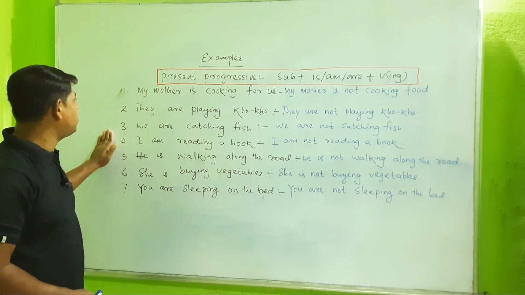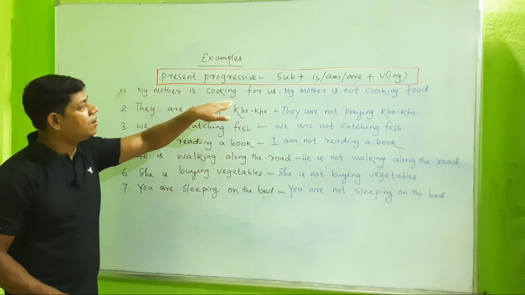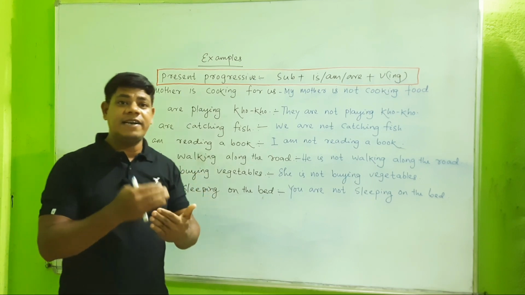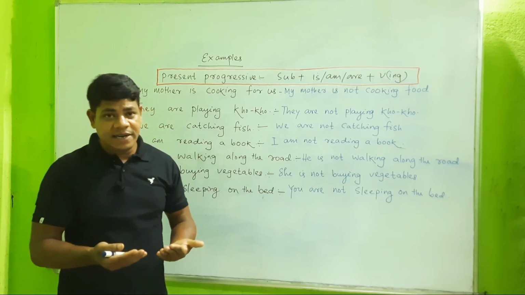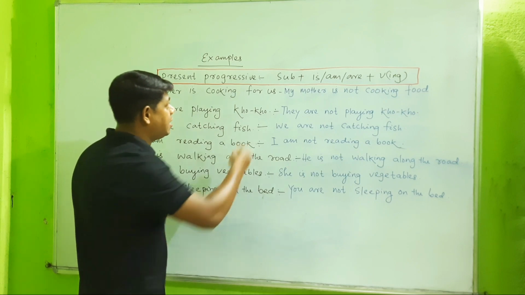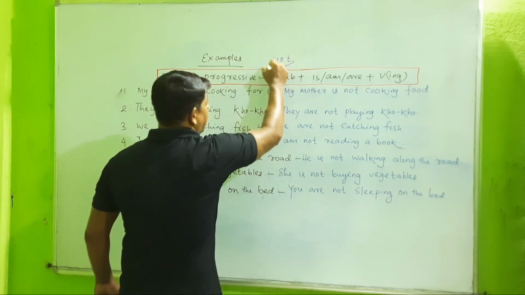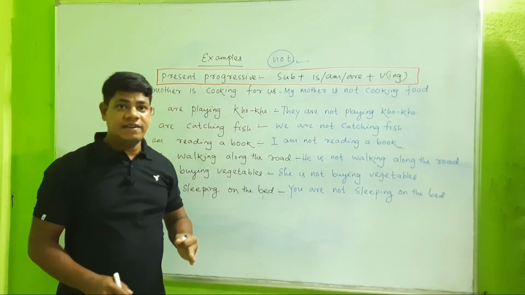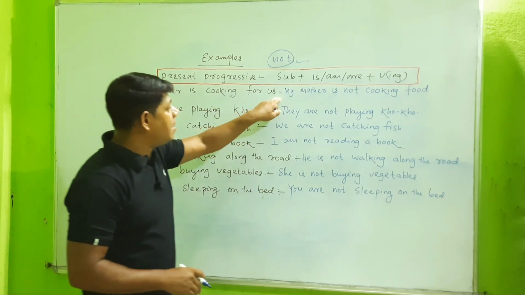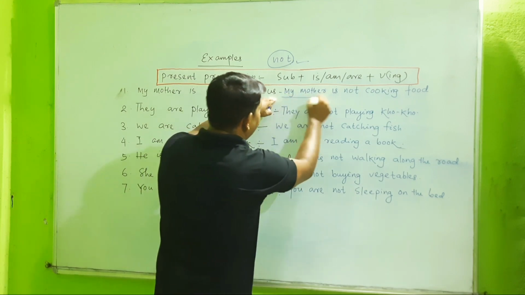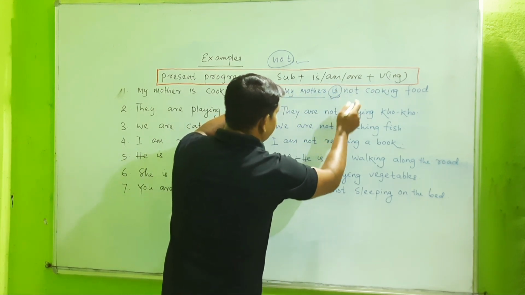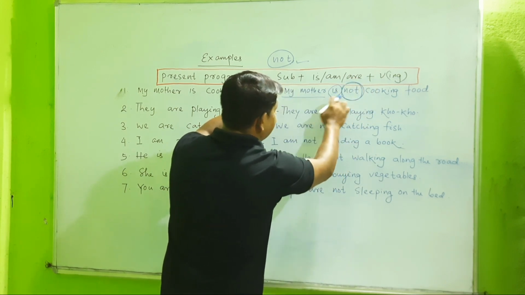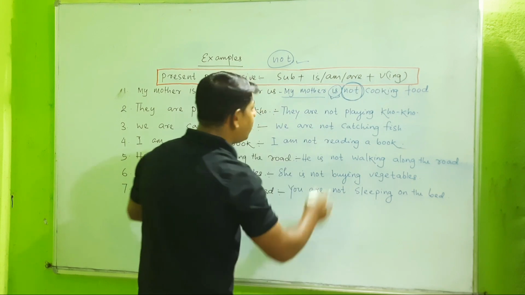Here are some examples you can see. My mother is cooking food for us. You are going to convert this sentence into a negative sentence. Negative sentence in the sense what? You are just going to add not to the sentence. So when you are going to add not to this sentence, how it will be added? My mother is, here comes your verb, is, then you just have to add here not. My mother is not cooking food for us.